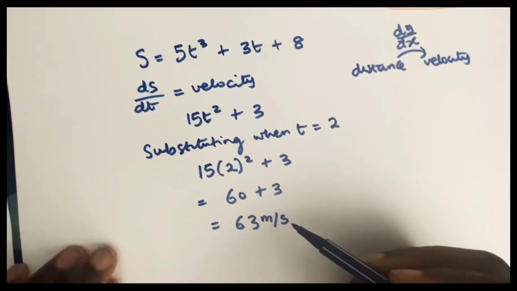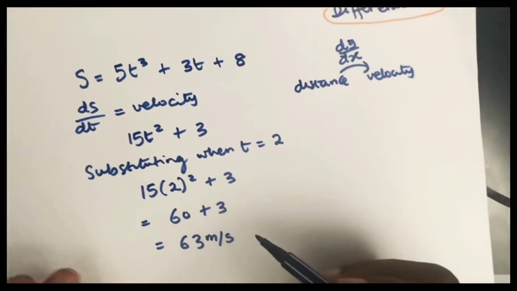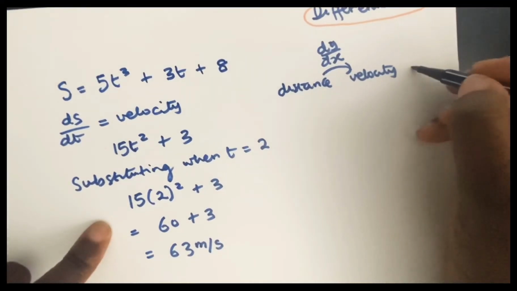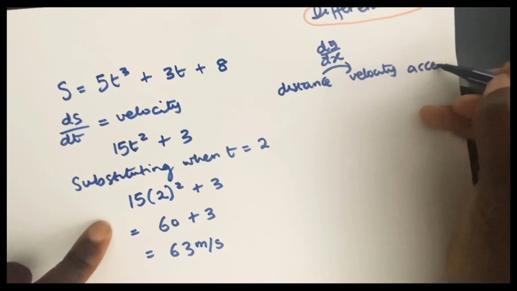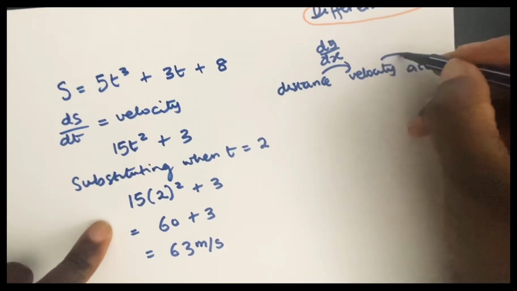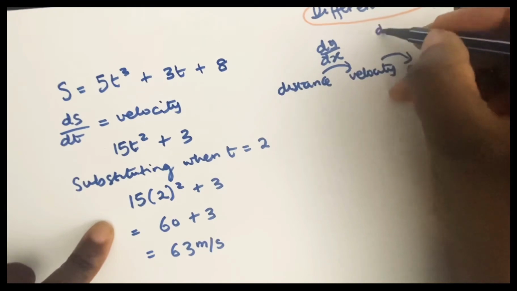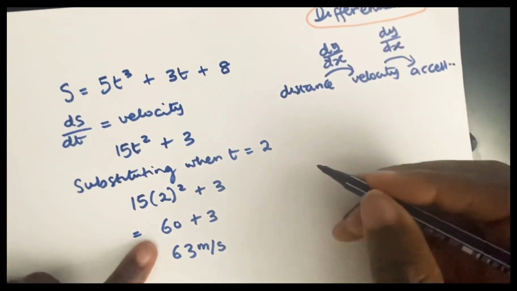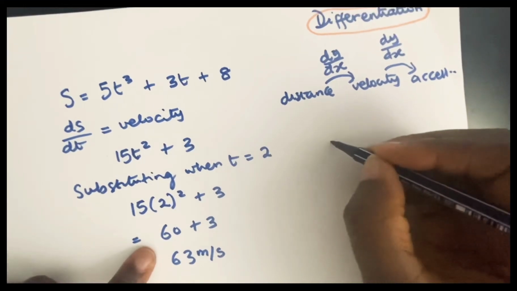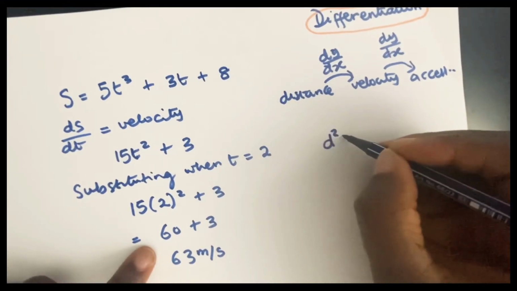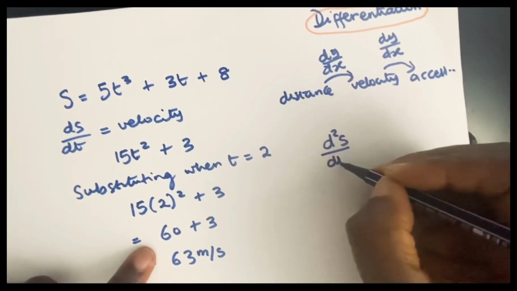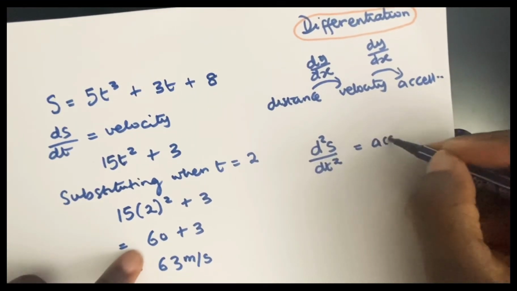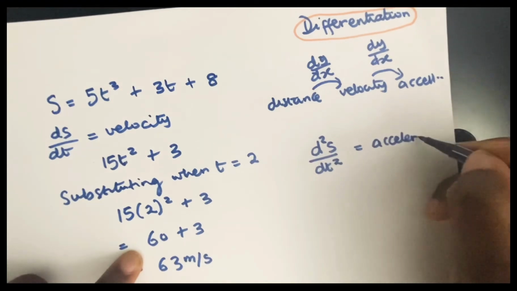And it also says to find the acceleration. The acceleration means that we have to remember the chart. We have to differentiate again. This time, it's going to be d squared S over dt squared. That is the acceleration.